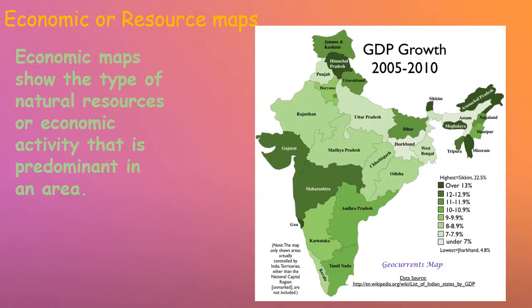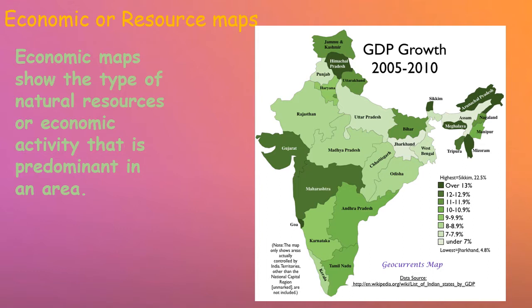Yes. Next, now let's learn about the economic maps, which are also called resource maps. Economic maps show the type of natural resources or economic activity that is predominant in an area. What are natural resources? A natural resource is something which comes from the natural environment. Examples of natural resources are air, water, wood, oil, iron, coal, etc. So all these are called natural resources. So man uses these natural resources for economic gain.